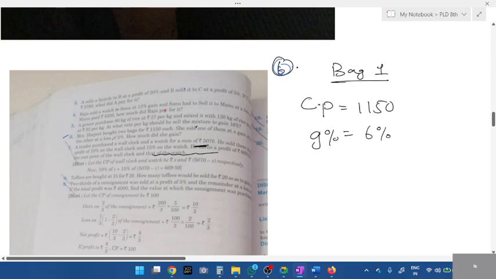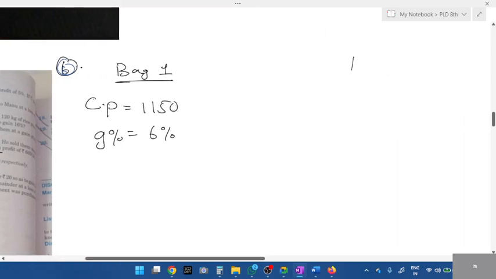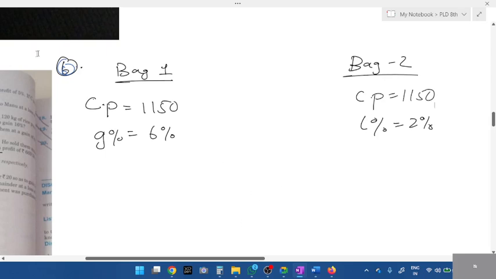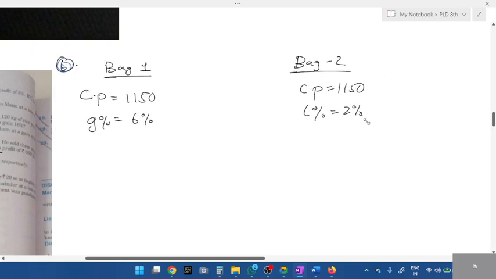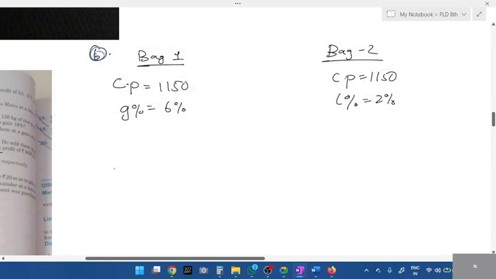Other one? What about the other one? Loss of 2%. Isn't it the same question? Similar type of question, right? Loss percent is equals to 2%. Cost price is same, students. What is missing here? What do we need to find? Cost price is given, loss is given. What is missing? Selling, same question. Selling price. Find selling price for both.